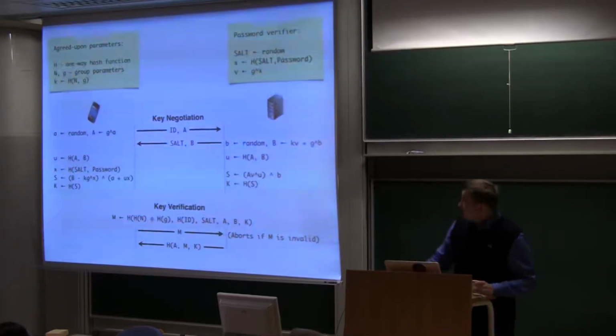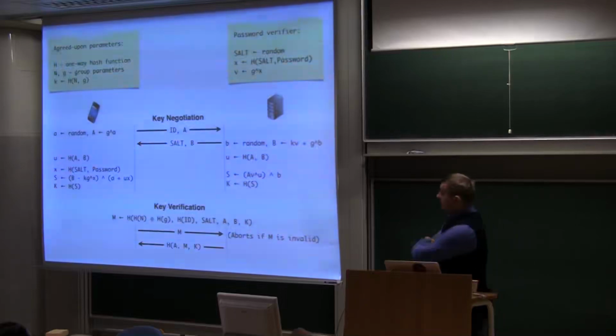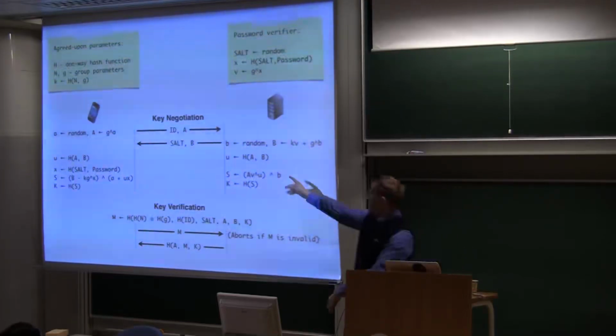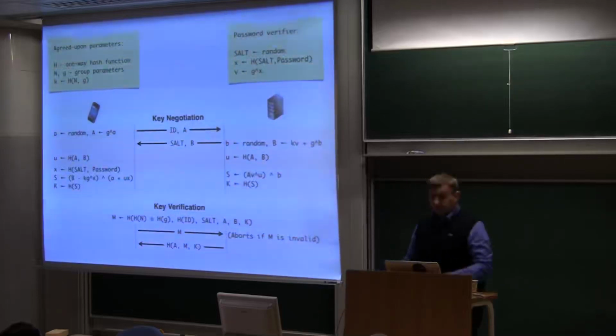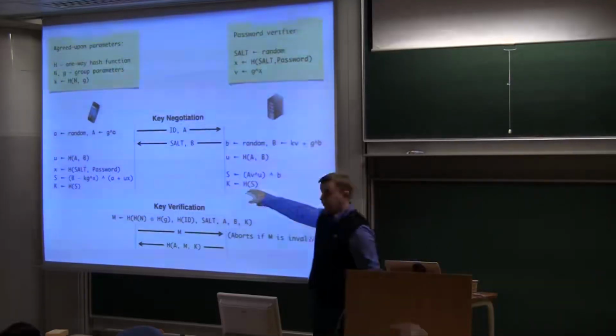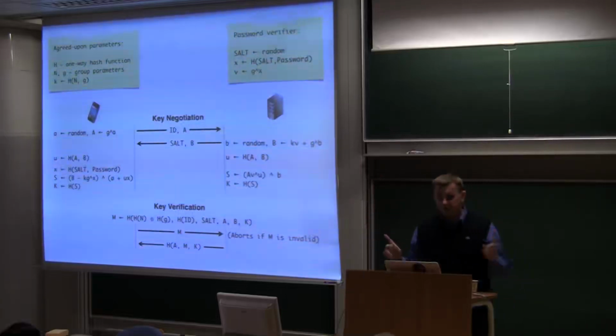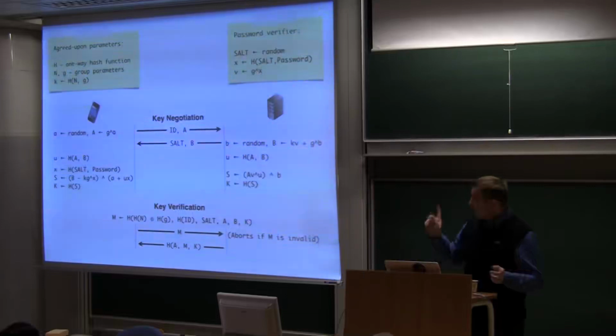So the protocol itself runs as follows. The device initiates the protocol. It generates a random number a, raises the generator to the power of a, and sends that capital A along with the user ID to the server. The server generates a random number b, computes its value, and sends it back to the device. Now both the server and the device perform some mathematical operations that result in the value key. Key here is the shared encryption key.